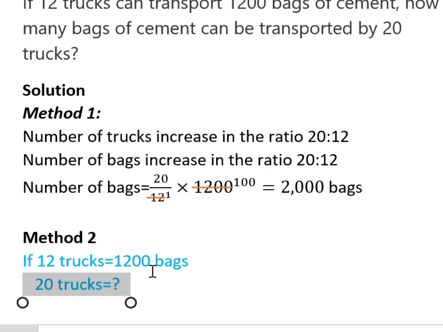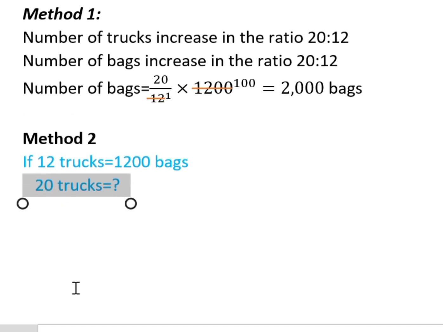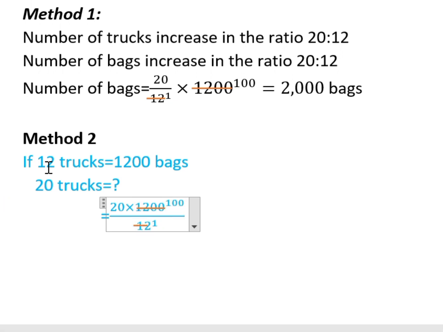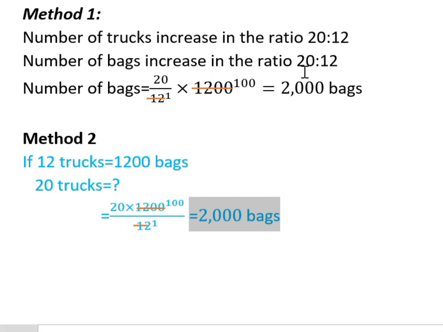So, in short, if you realize this is a form of direct proportion, you take the larger of these two values, which is 20 in this case, multiply by this 1200, which is the number of bags, divided by the lesser of these two, which is 12. And if you do that, you realize 12 cancels here once, it cancels here 100, and that gives you 2000 bags still, same as the first one here.